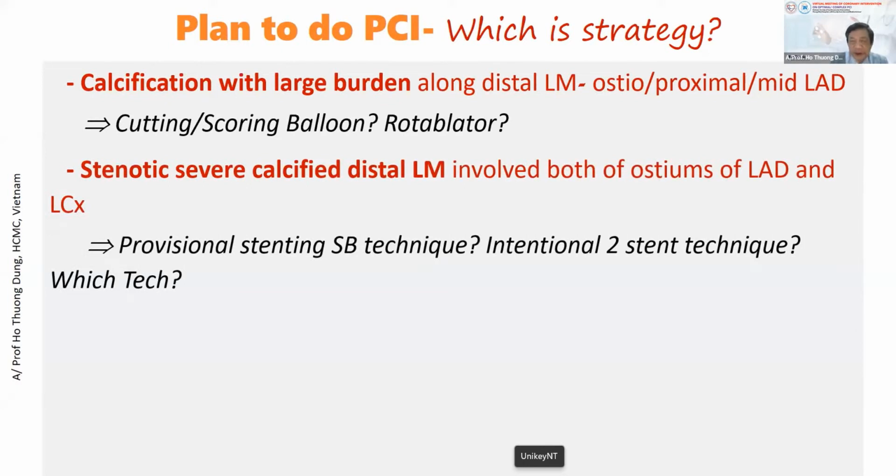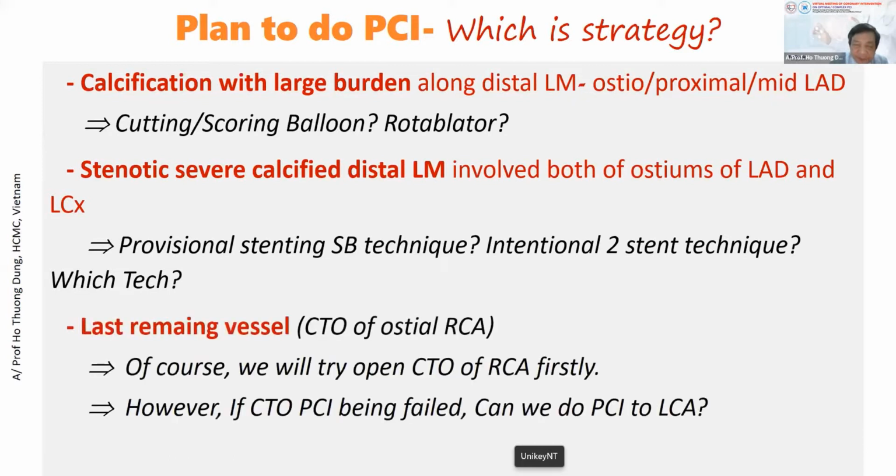We could choose, of course, a two stent technique, which is very good, but it might take a lot of time. And it's very dangerous because this is the last remaining vessel. So I choose a one stent provisional side branch technique. Of course, because it's the last remaining vessel, I have a pump on standby.